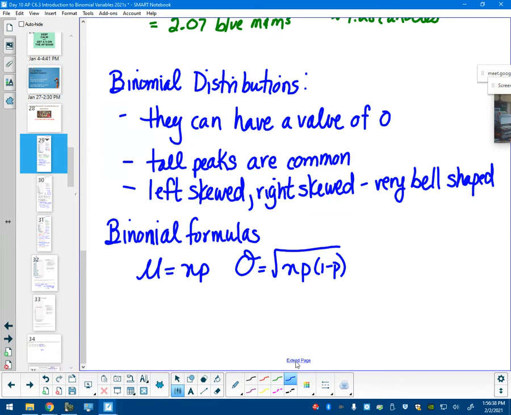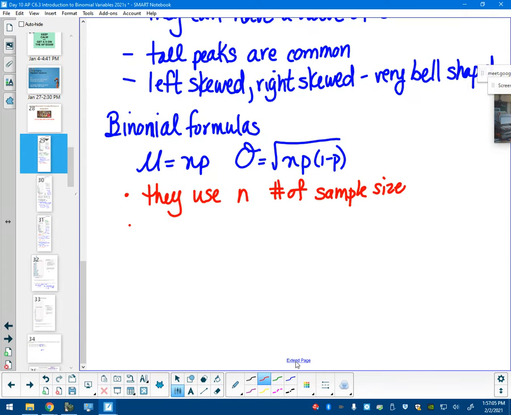So for these formulas, the things you have to notice is they use N, which is the number of sample size or trials. We took out 10 blue or 10 total M&Ms, and we did it 5 times. And we'll also put no denominators. Okay? Let's go talk about the geometric distributions.